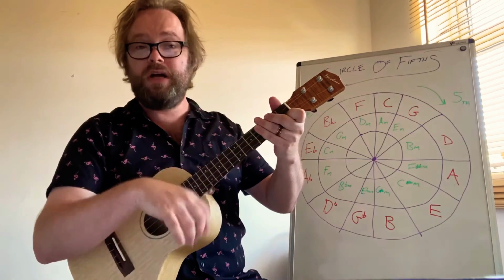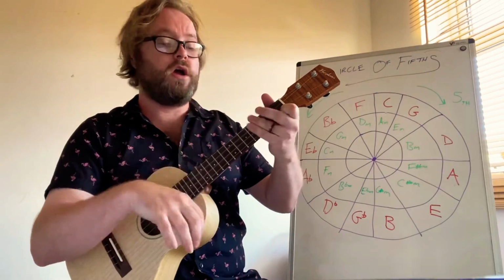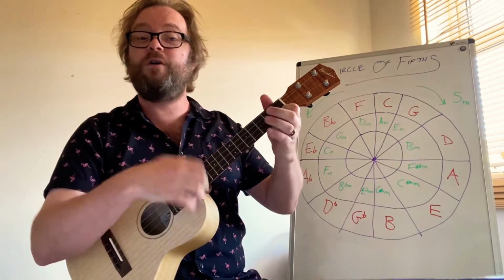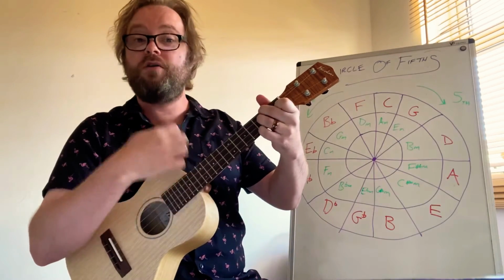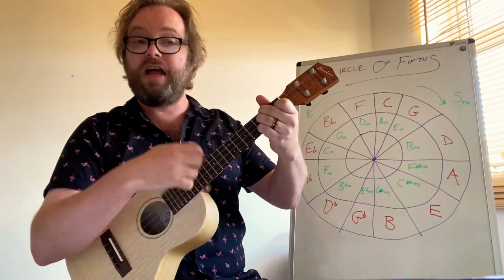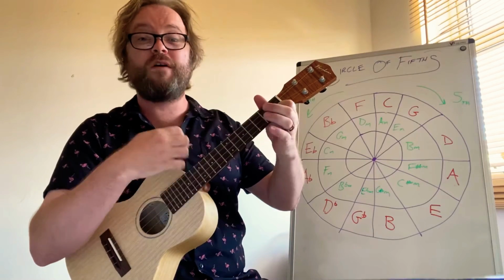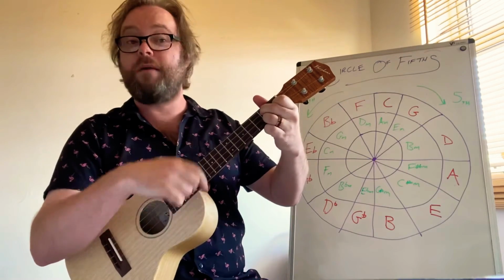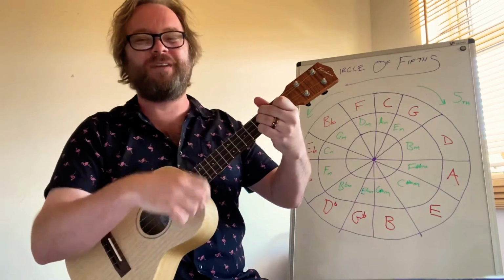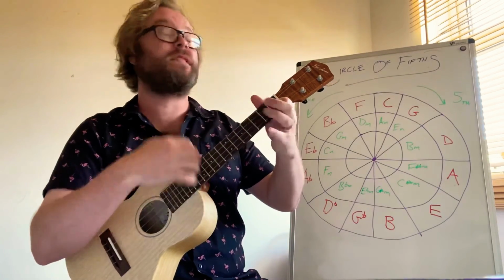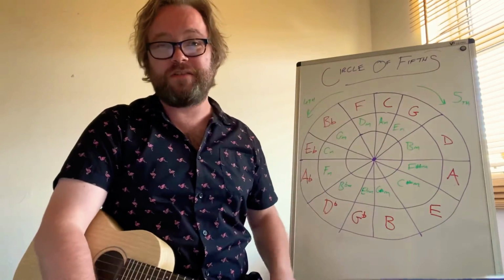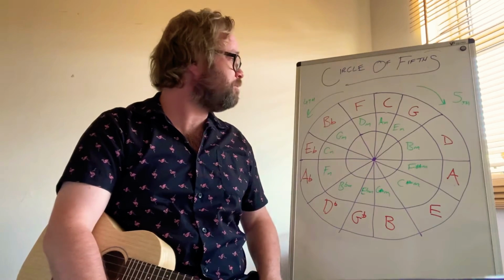You ain't nothing but a hound dog, cried all the time. Here's the 4. You ain't nothing but a hound dog. Back to the 1, cried all the time. Here's the 5. Well, you ain't never caught a rabbit. 4, and you ain't no friend of mine. Back to the 1.